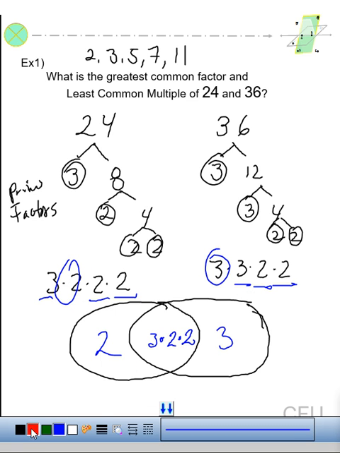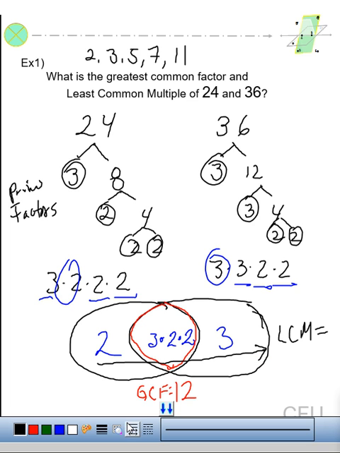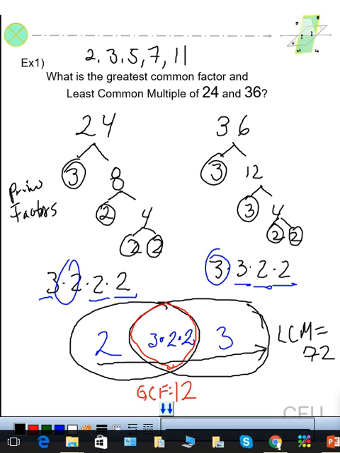Well, guess what? This part right here is my greatest common factor. What is 3 times 2 times 2? 12. That's my GCF. Now check this out. To find my LCM, all I do is multiply all of these that way. So watch. We know this is 12, yes? Yeah. What is 3 times 2? And what is 6 times 12? 72. Copy that, please.